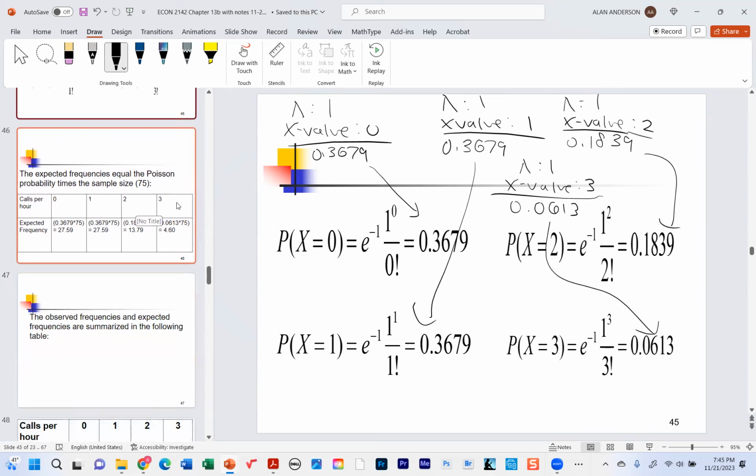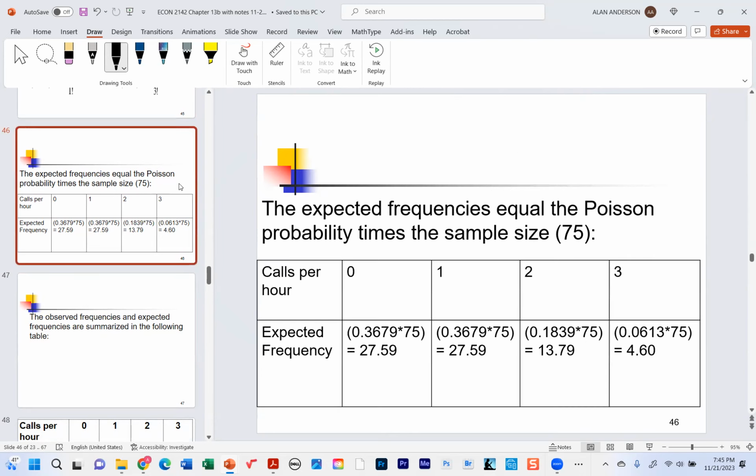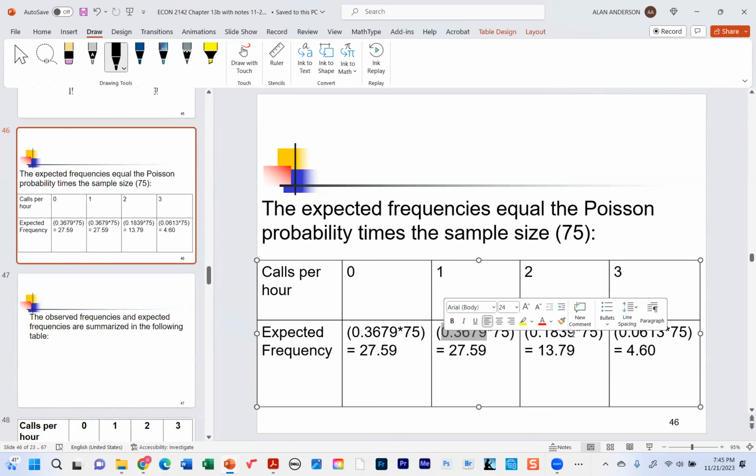So the surprising part here, well, maybe not surprising, is that expected frequencies require us to know the probabilities, but we also will have to do the following. We're going to take each of the probabilities that we just calculated, and in each case, multiply by the sample size. Remember, there were 75 elements in the sample. So if you work through this, you'll see that by multiplying by 75, my expected frequencies are for 0, 27.59, again for 1, 27.59, for 2, 13.79, and for 3, 4.60.